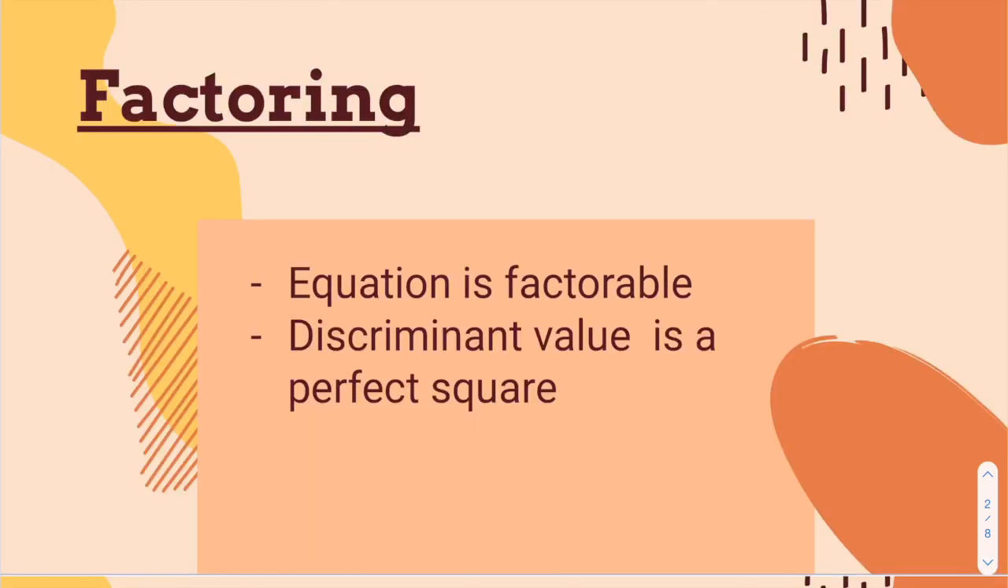When the equation is factorable, you would factor. Another special characteristic of the discriminant is that if the discriminant value is a perfect square, then we know that we can factor the equation.